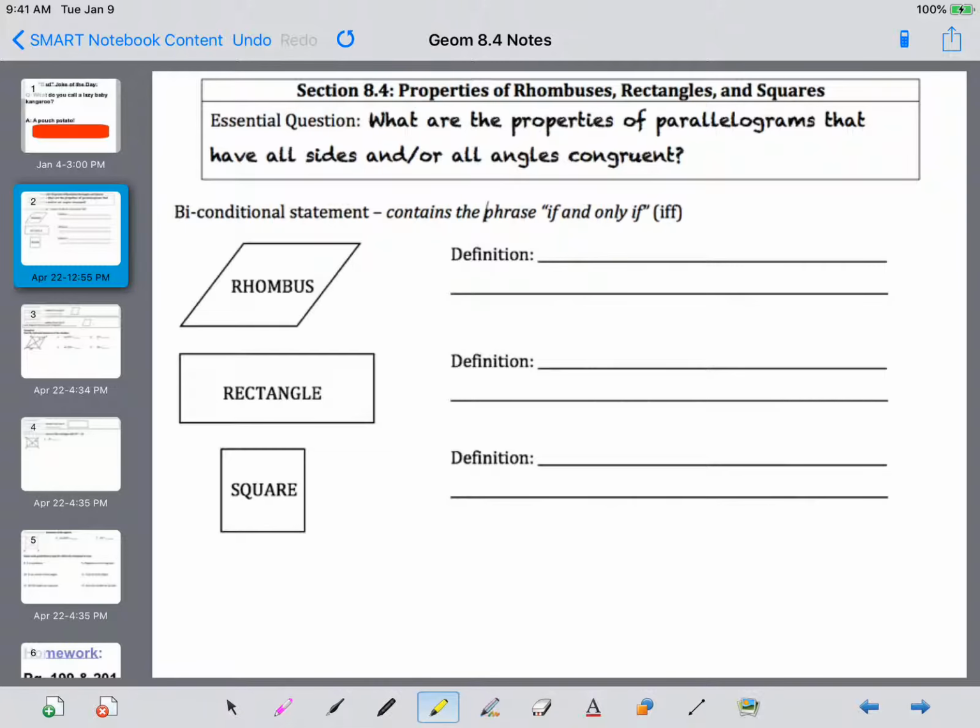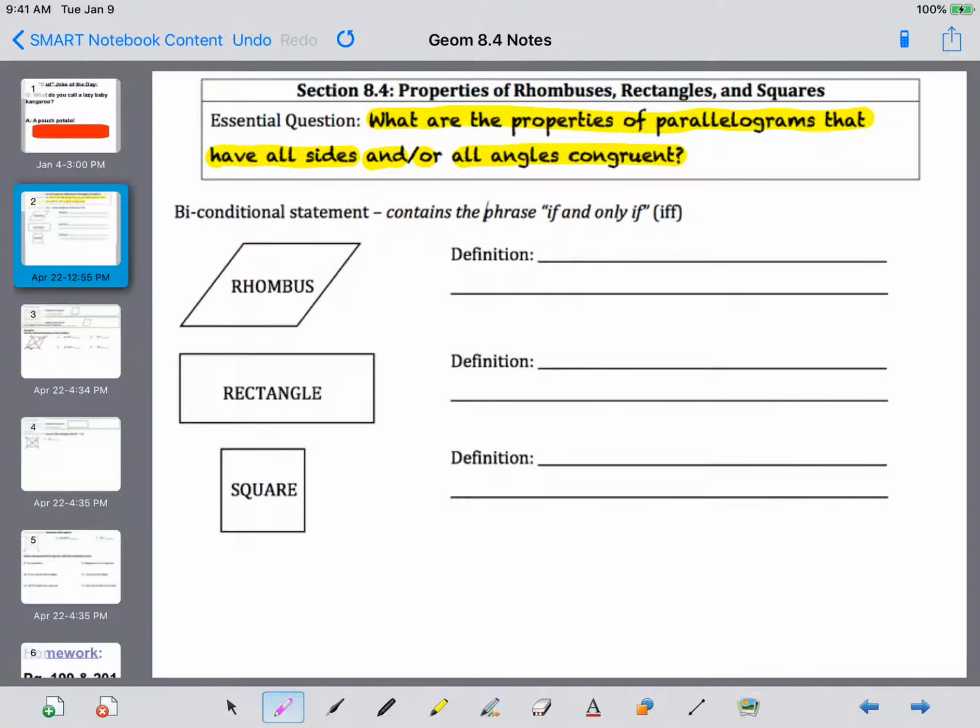All right, so here is your essential question. Today we're going to talk about rhombuses, rectangles, and squares. The question you will be able to answer by the end of this lesson is, what are the properties of parallelograms that have all sides and or all angles congruent? So the next three types of quadrilaterals we're going to talk about are rhombuses, rectangles, and squares.